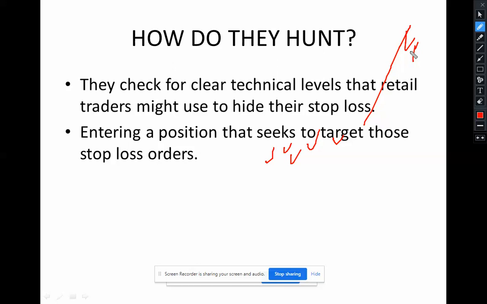The institutional traders are monitoring you. So before you know it, they hit your stop loss and move in the direction you had predicted. They enter a position that seeks to target those stop loss orders. So once you know where the institutional traders will hunt for your stop loss, that is where you should not place your trade.